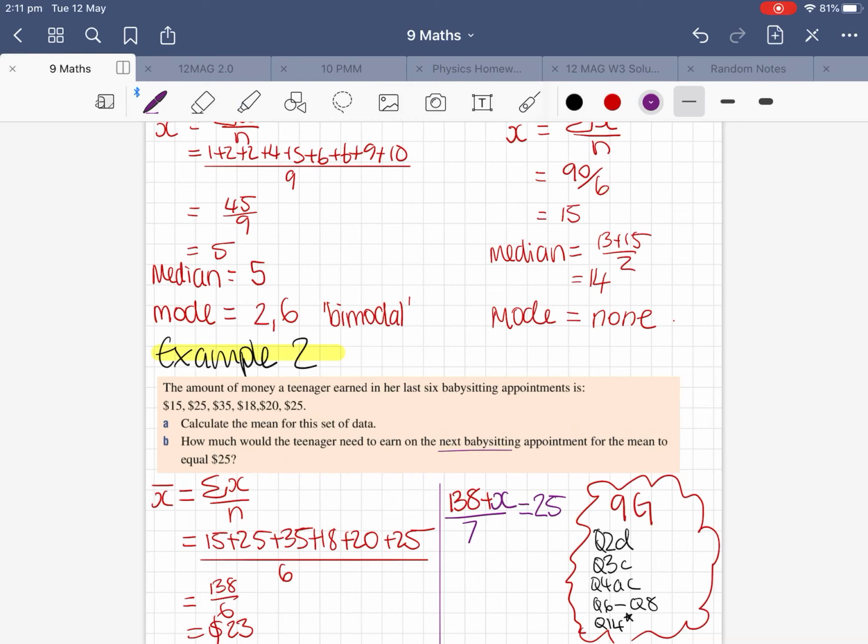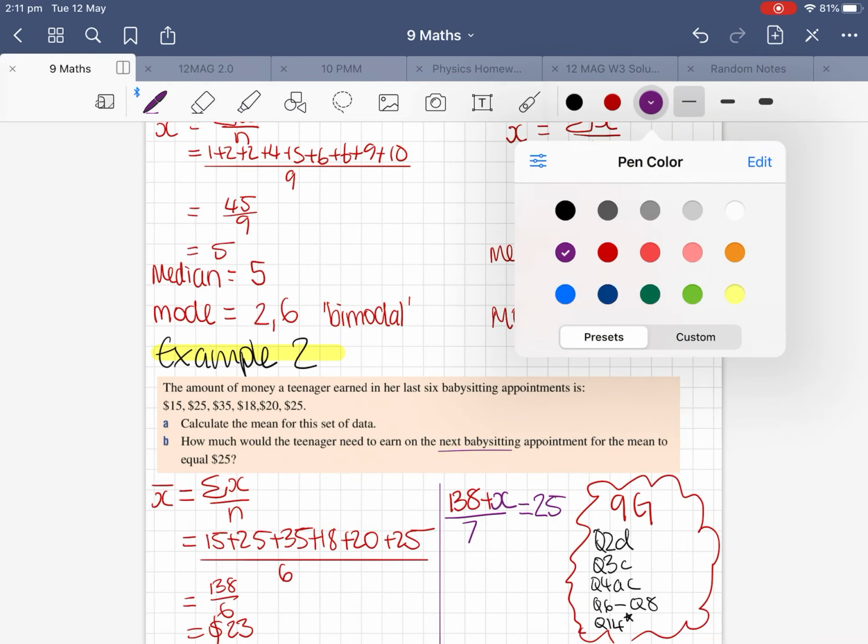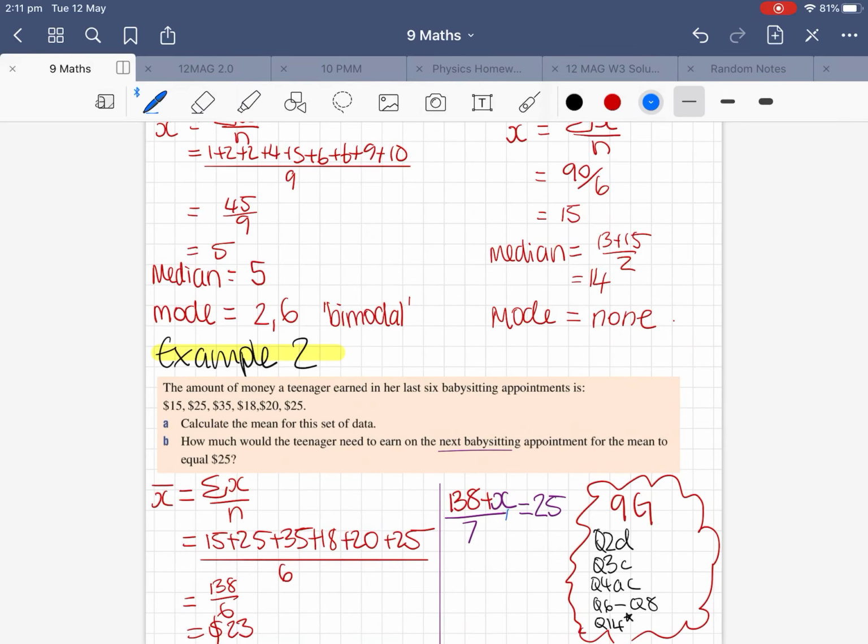So it's now our job to rearrange for X. We're going to start by multiplying both sides by 7, which means that we have 138 plus X is equal to 175. Then minus 138 from each side. So X is equal to $37.